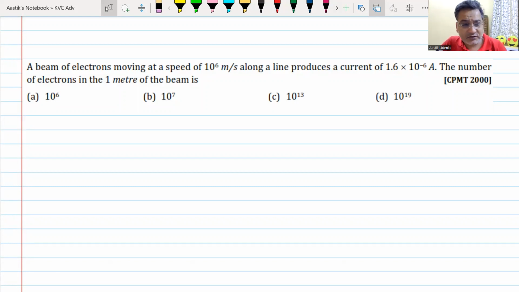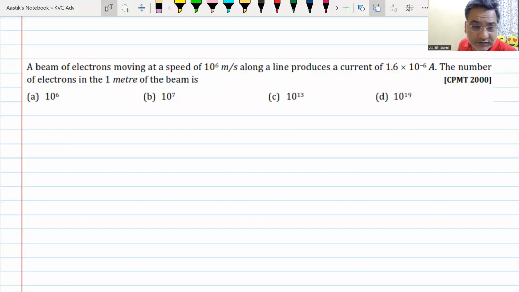A beam of electrons moving with a speed of 10^6 meter per second along a line produces a current of 1.6 × 10^-6 ampere. The number of electrons in 1 meter of the beam is how much?